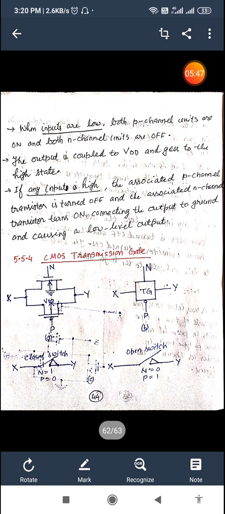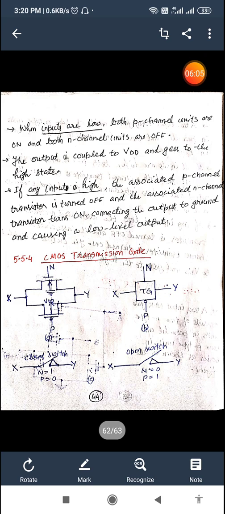When the N gate is at VDD and the P gate is at ground, both transistors conduct and there is a closed path between input X and output Y. When the N gate is at ground and the P gate is at VDD, both transistors are off and there is an open circuit between X and Y.